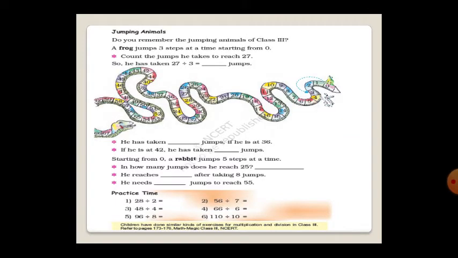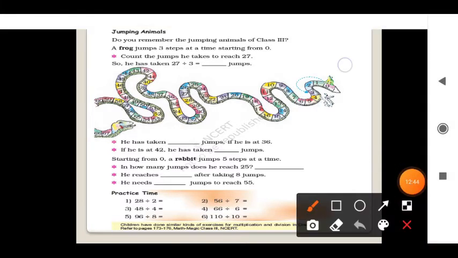Jumping animals. Do you remember the jumping animals of class 3? See, this question was there in the third standard. A frog jumps 3 steps at a time, starting from 0. See, here the frog is there. It starts from 0 and jumps every 3 steps. First 0 to 3, then 3 to 6, 6 to 9. Like that it is jumping 3 steps each time.